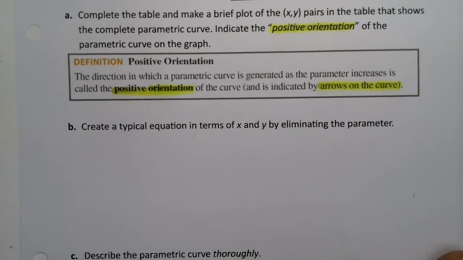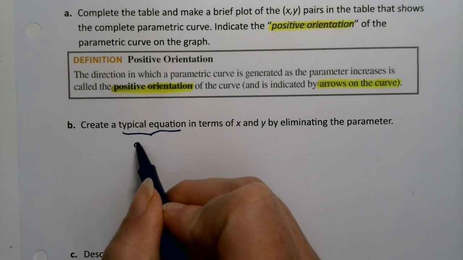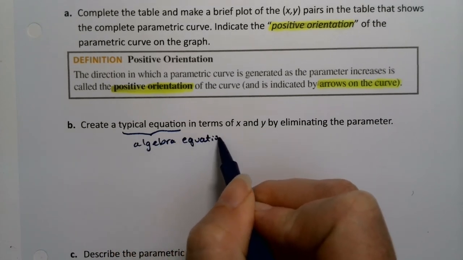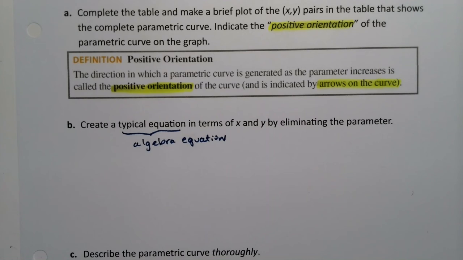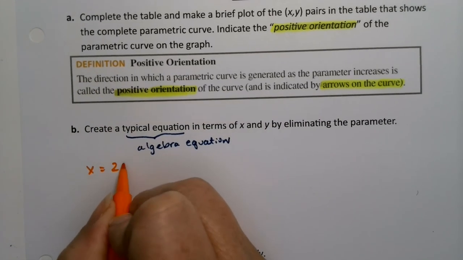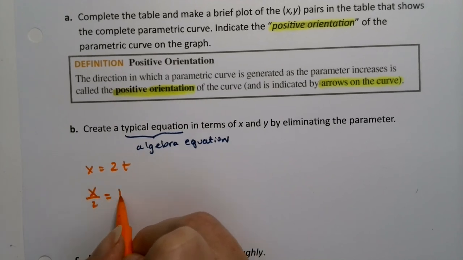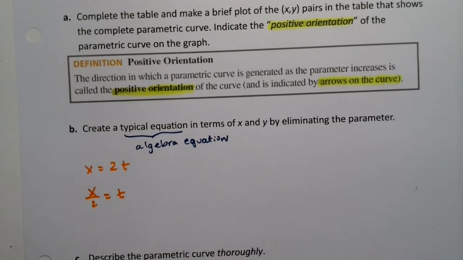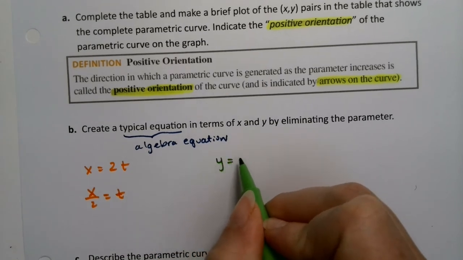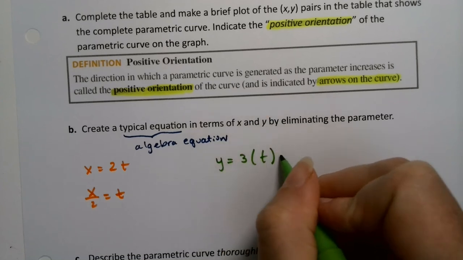Now let's figure out an equation for what's going on here. A typical equation, an algebra equation. If we looked at this in algebra, what's happening? Well, let's see here. If x is equal to 2t, that means that t is x over 2. And I can use that fact to substitute into the other equation I have, which is y equals 3t minus 4.